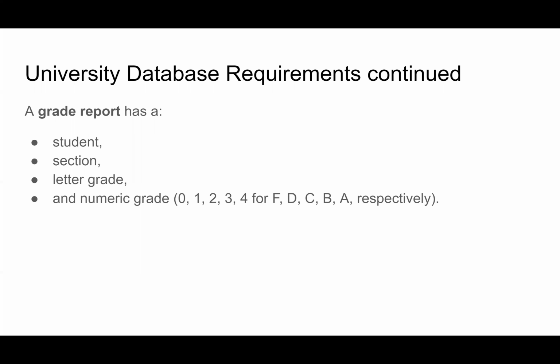Okay. A grade report has a student, a section, a letter grade, and a numeric grade, which can be in the range of 0, 1, 2, 3, 4, or A, B, C, D, F. Pause the video here and try to create the grade report entity in a model.